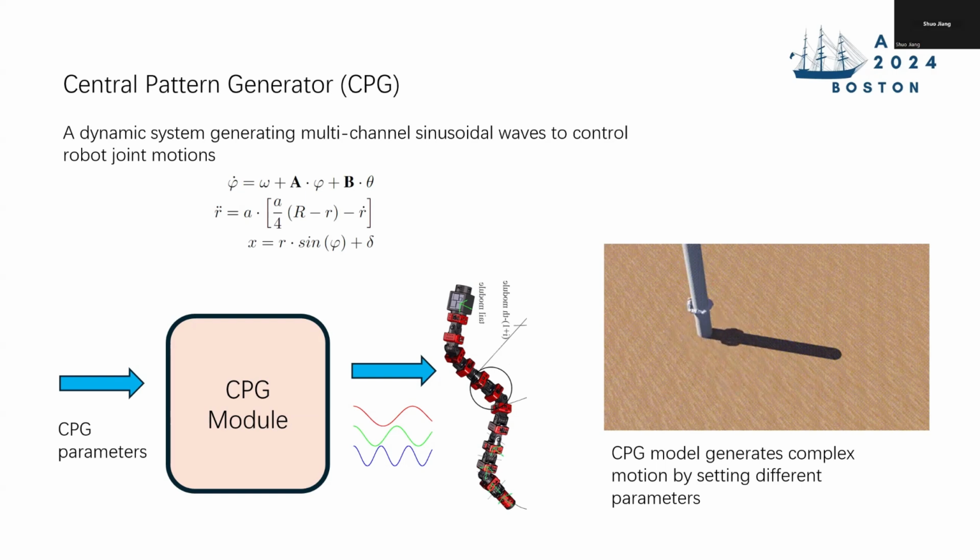By assigning different CPG parameters, as the animation shows, the robot can perform very complex motion, for example, approaching the tree and rotating its body to climb it.